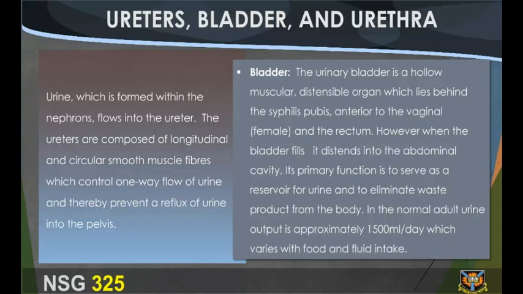Bladder. The urinary bladder is a hollow muscular distensible organ which lies behind the symphysis pubis, anterior to the vagina in the female and the rectum. However, when the bladder fills, it distends into the abdominal cavity. Its primary function is to serve as a reservoir for urine and to eliminate waste products from the body. In the normal adult, urine output is approximately 1500 mL daily, which varies with food and fluid intake.